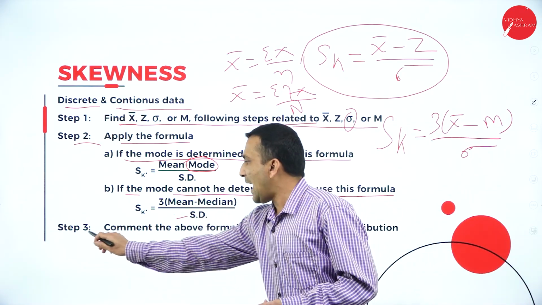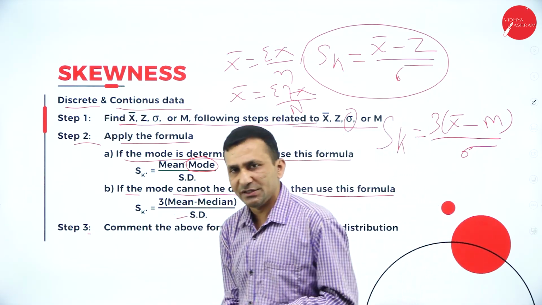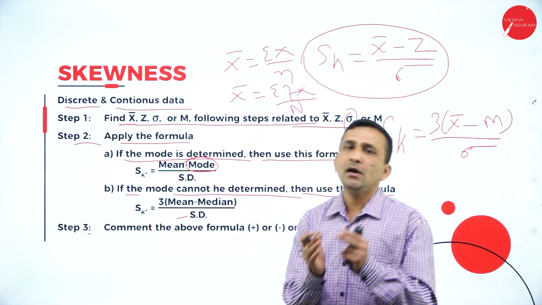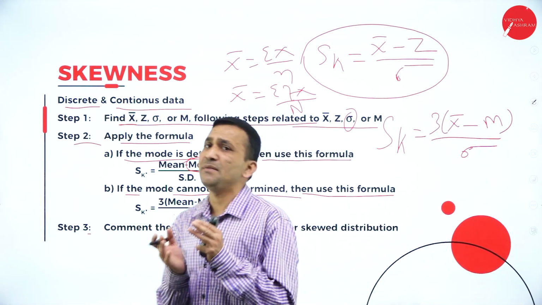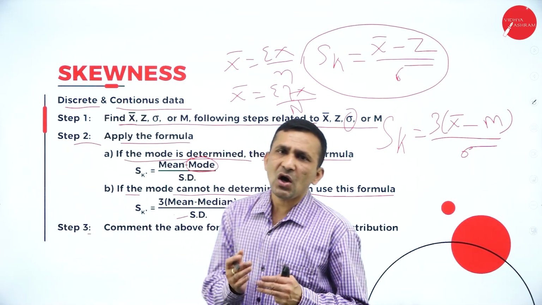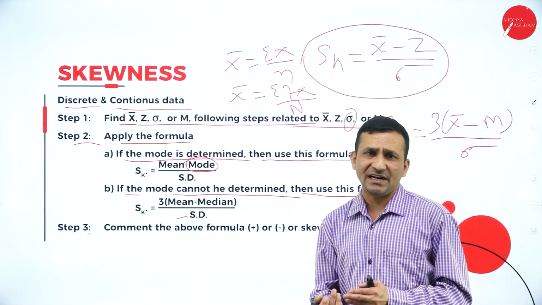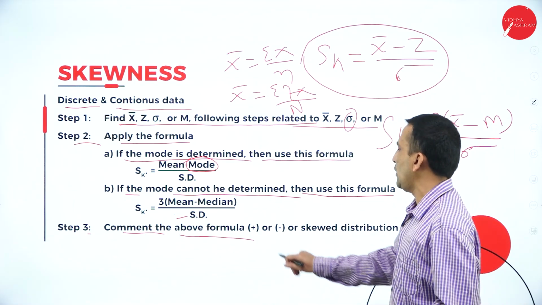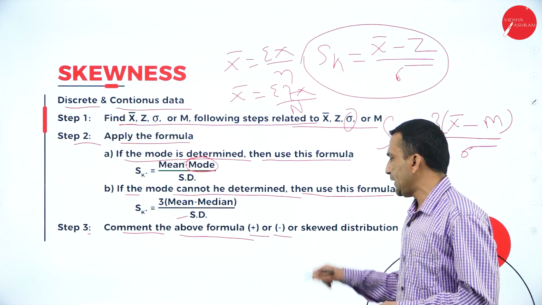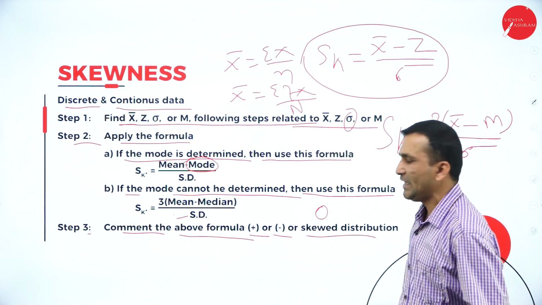Last, after simplifying this formula, you get either positive, negative, or zero. Zero means symmetric. If you get a plus or minus sign, it means asymmetric, left side and right side. Comment on the above formula result: positive skew, negative skew, or skewed distribution. Zero means no skewness.